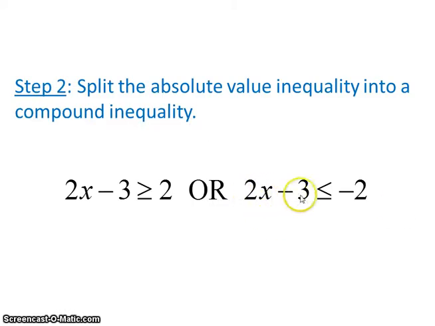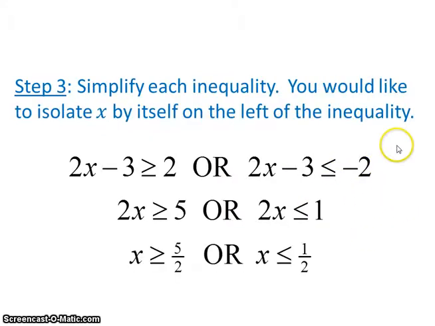And for our final part of the compound inequality, we drop the absolute value symbols, we switch the inequality. It was greater than or equal to, it becomes less than or equal to, and we change the sign of our number on the right. It was 2, it becomes negative 2.